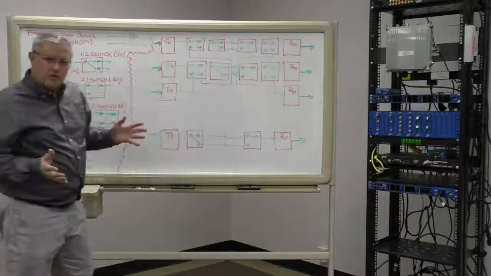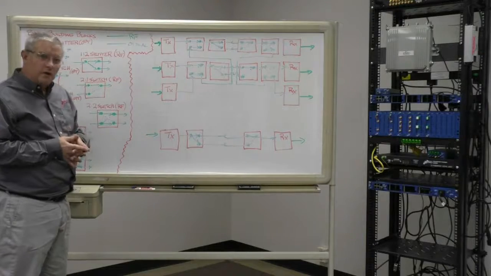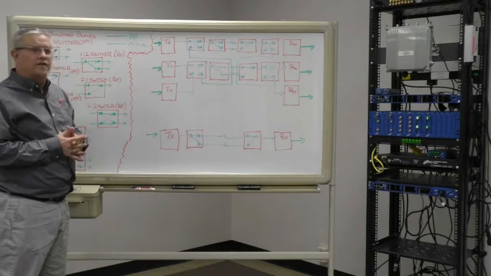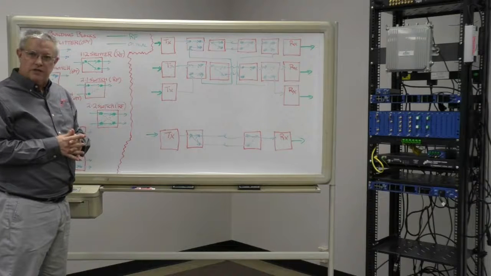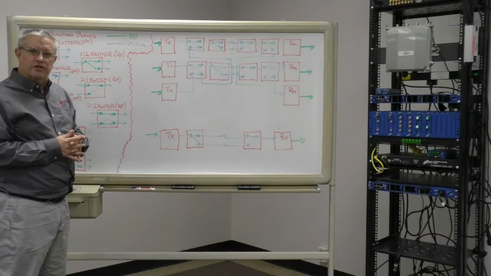So that's a basic overview of the building blocks of the RF and optical redundancy modules of the J3U chassis.